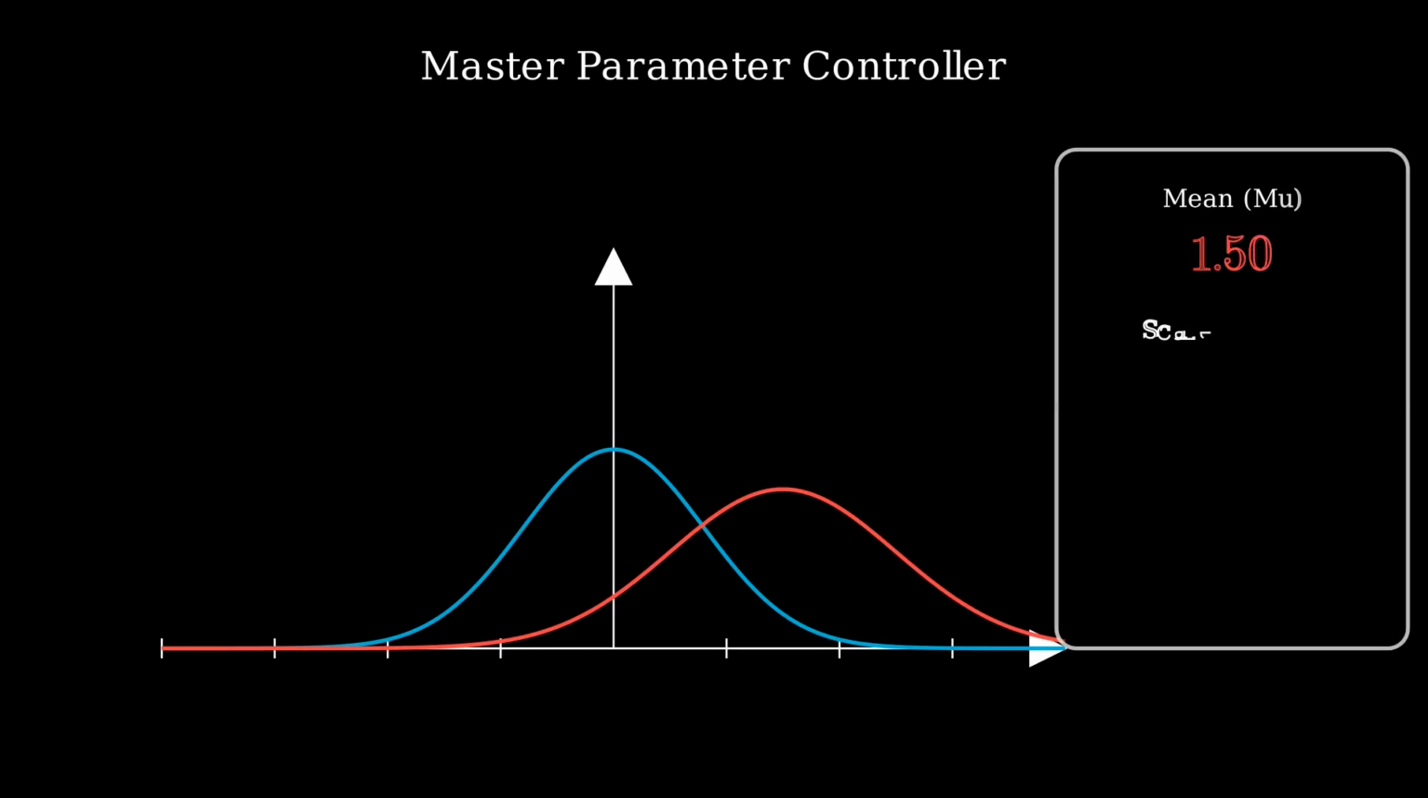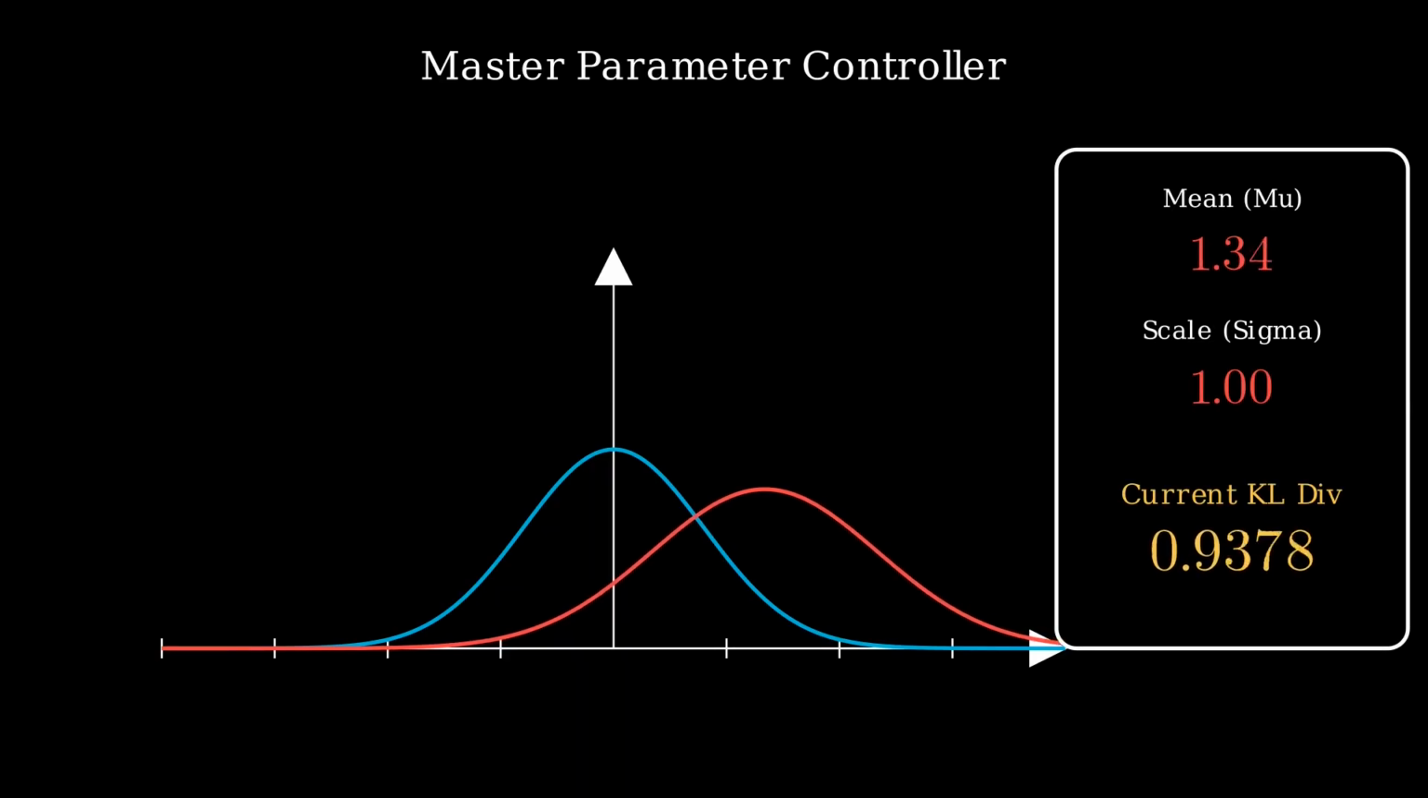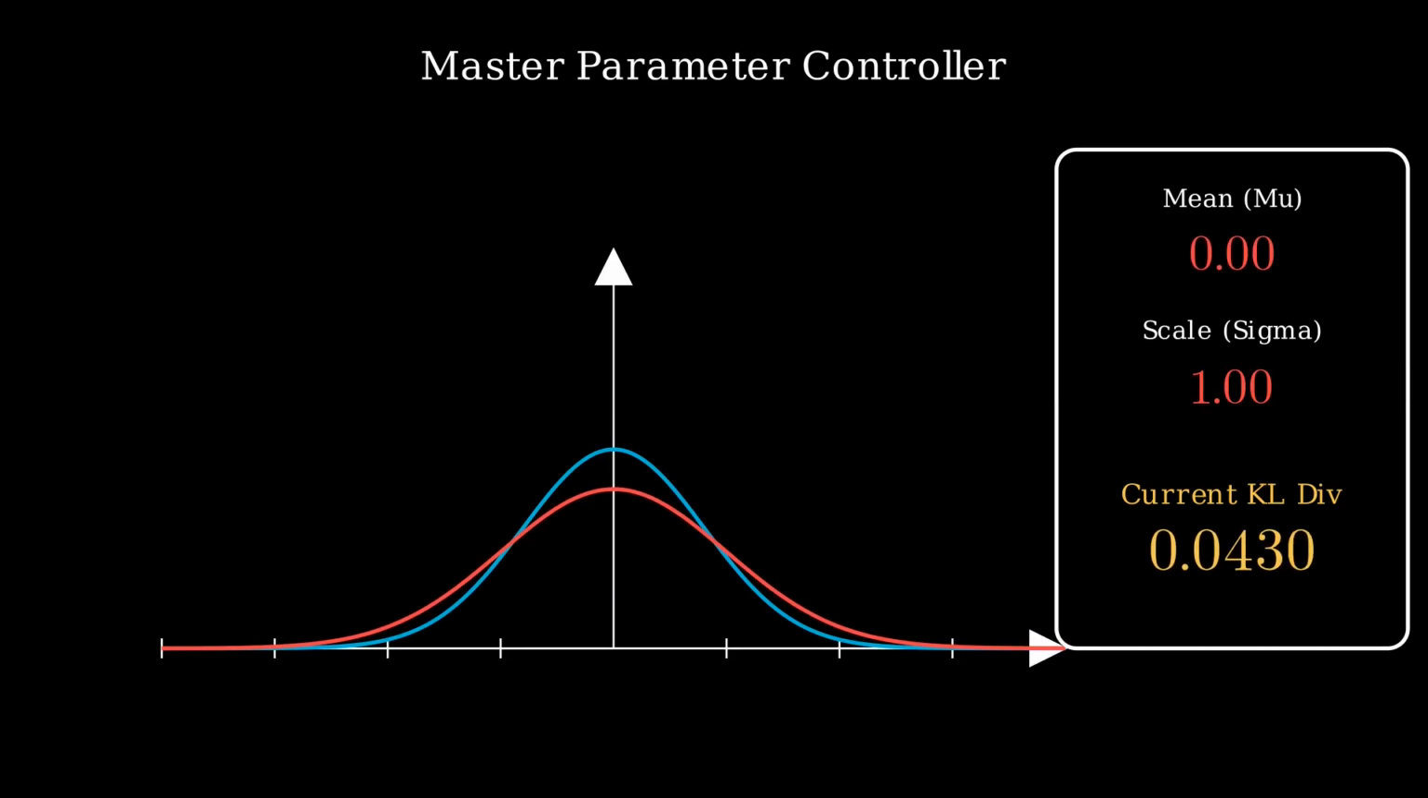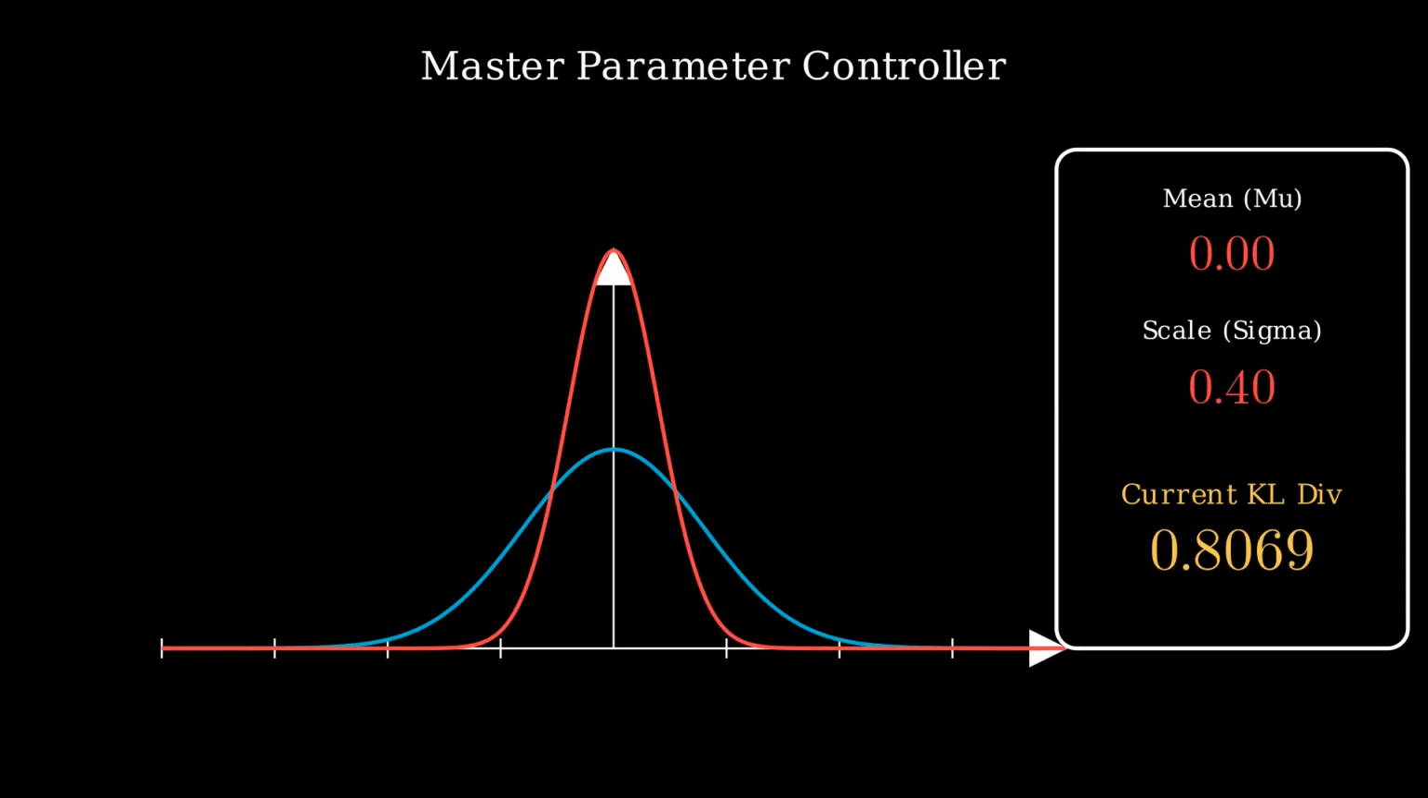Let's summarize everything with this dashboard. Watch the KL value as we manipulate the model. As we move the mean towards 0, the divergence drops. But notice that if our sigma is too small, the KL divergence remains high because we are missing the truth's variance. When we match the truth exactly, the KL divergence vanishes. This is the goal of every optimization algorithm in AI.